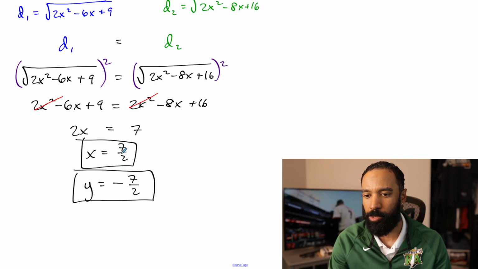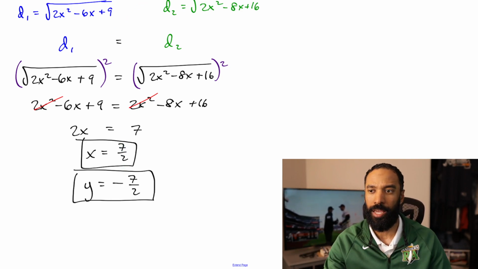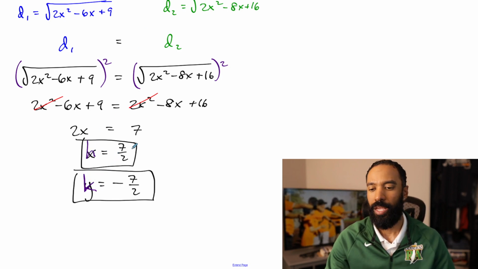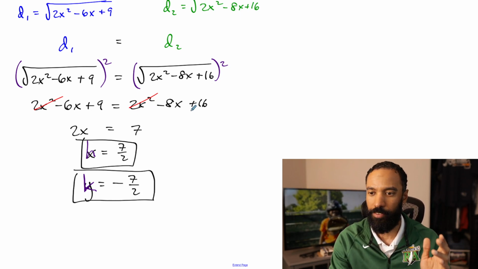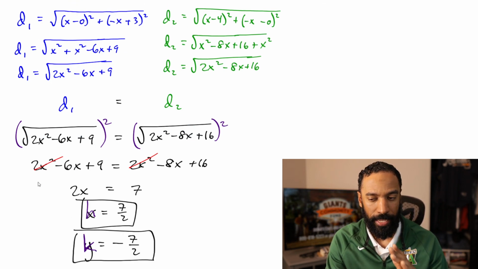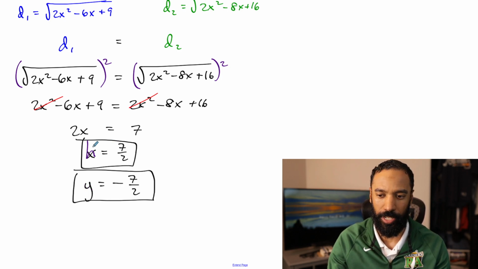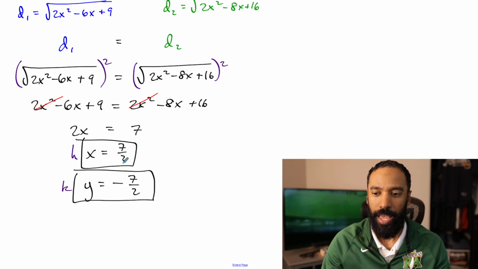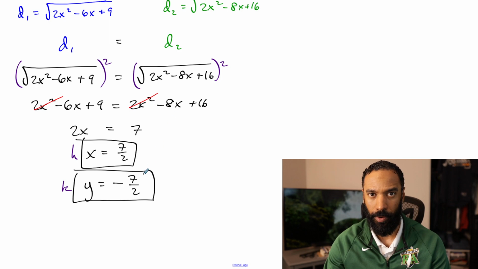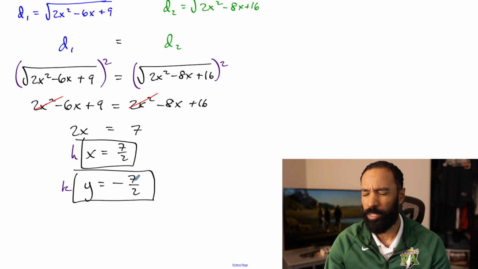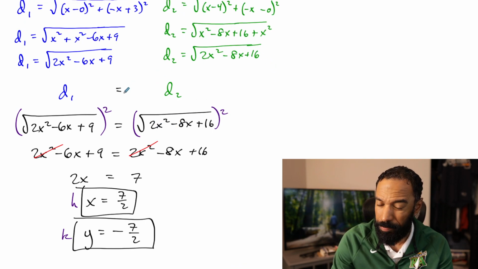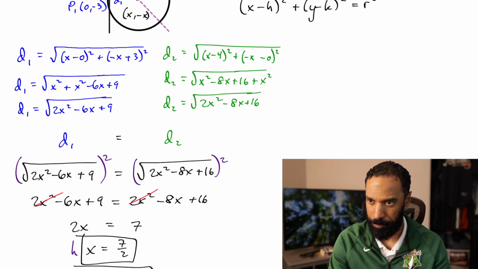Okay, so those are my x and my y, really my h and my k. Remember what these are. These are really h and k, the two values that are going to be for the center. Now we still have to find r. Keep in mind, either of these would represent your radius, meaning if I substitute 7/2 for x into either of these expressions, I'm going to get the same y value of -7/2, and the same radius. It doesn't matter which one. I'll just choose the d1 value.